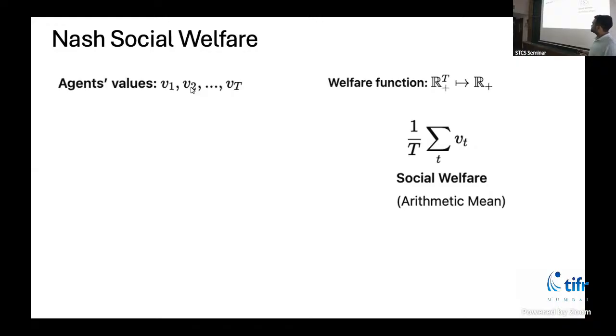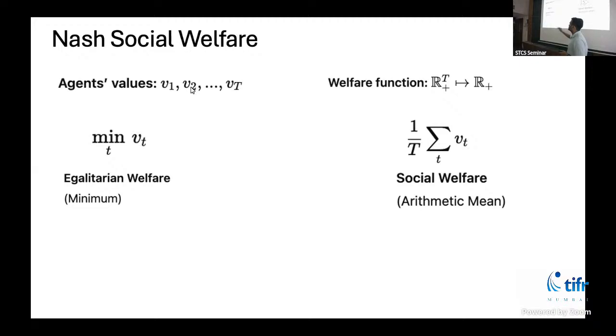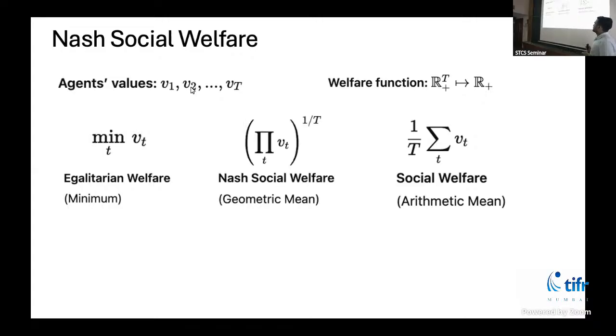The other extreme case is called egalitarian welfare, which is to take the minimum of the valuations, right? This welfare is telling that the poorest person in the society will also have a good amount of wealth. But social welfare is telling that the average wealth in the society is good. Think about GDP, right? A high GDP of a country doesn't mean that every section of the society has high GDP. Something in between is called Nash social welfare.